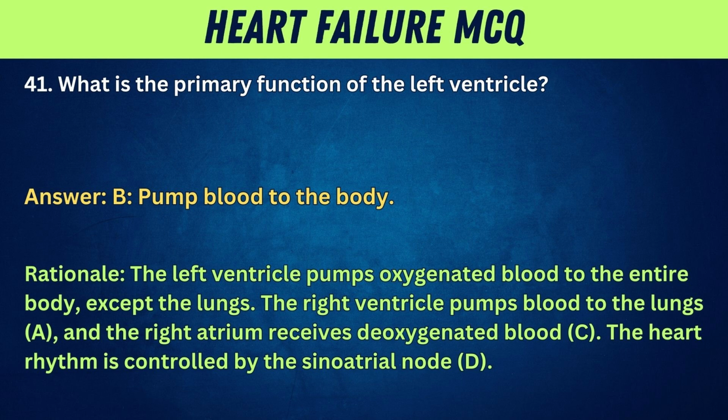Rationale: the left ventricle pumps oxygenated blood to the entire body, except the lungs. The right ventricle pumps blood to the lungs, A, and the right atrium receives deoxygenated blood, C. The heart rhythm is controlled by the sinoatrial node, D.